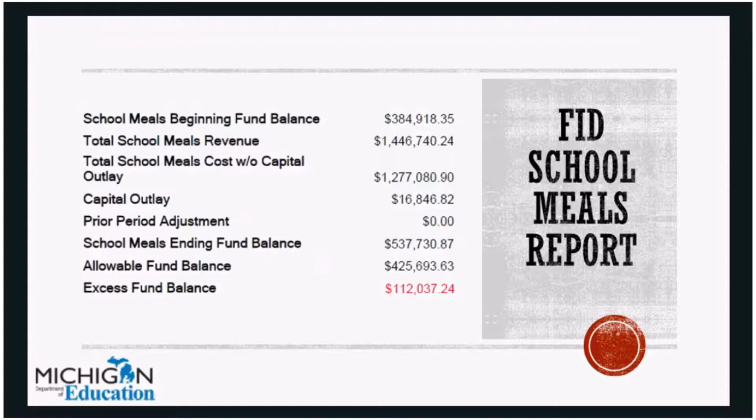Again, to calculate that, we take the total school meals program costs for the year, not including capital outlay, divide it by 9 full operating months, and then multiply that by 3 months. Below the allowable fund balance is the calculation of the excess fund balance, which is the ending fund balance, minus the allowable fund balance. In this case, the district has an excess fund balance of roughly $112,000. We also recently worked to include the same allowable fund balance information in the school lunch year-end report for our non-public school or private school sponsors.